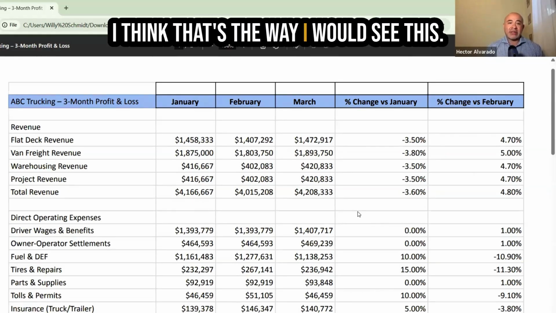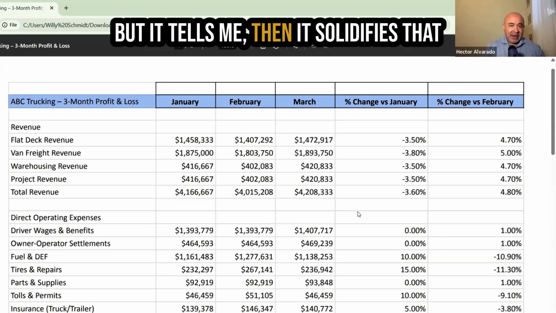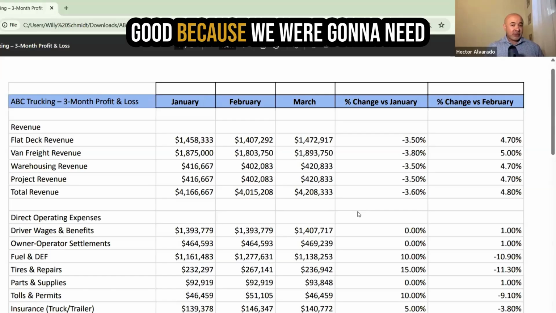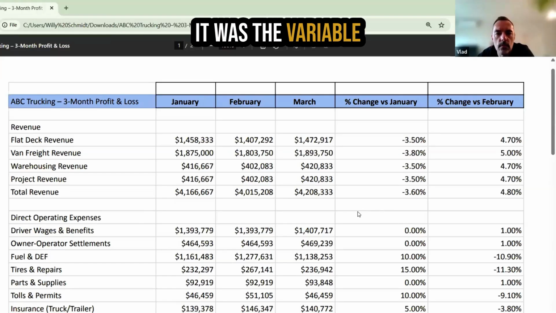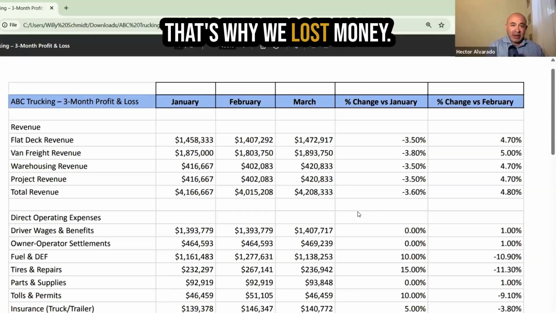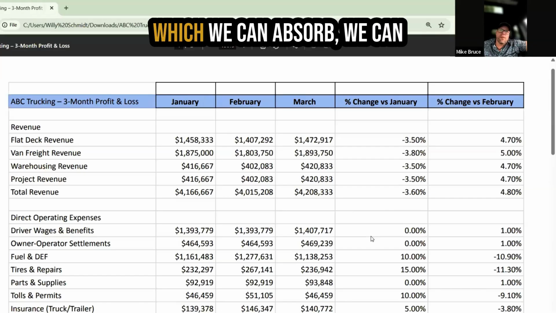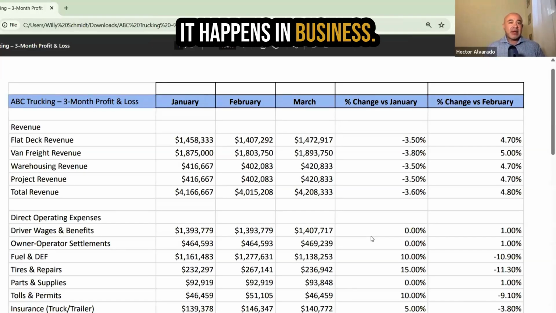Potentially. I think that's the way I would see this if I'm looking at the trend here in a 3-month picture. But it solidifies that the decision to add equipment was good because we were going to need the extra equipment for the revenue. It was the variable labor in February we needed to manage. That's why we lost money. The equipment and everything that came with it was just timing for the additional growth, which we can absorb, we can explain, and we can move on. That's fine. It happens in business.